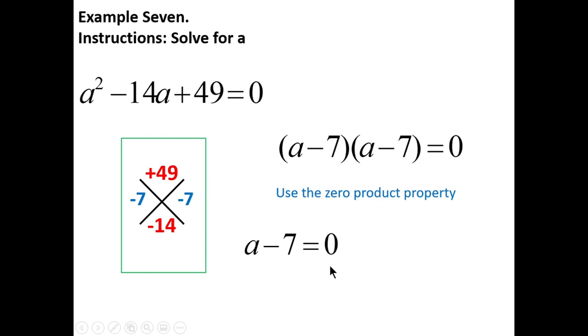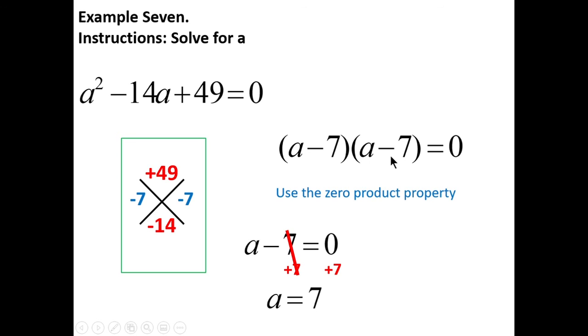Well, let's move the 7 to the other side. It's a minus 7, so we're going to put a plus 7 with it. So it's gone off of this side, and we have A equals 7. So A equals 7 makes this term 0. So A equals 7 is one of the solutions to this equation.